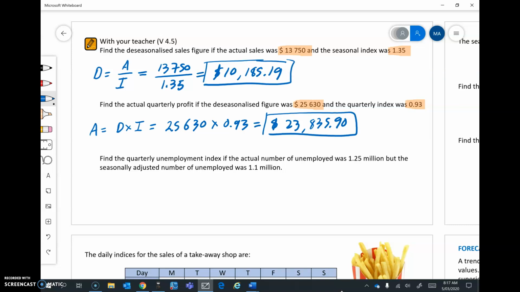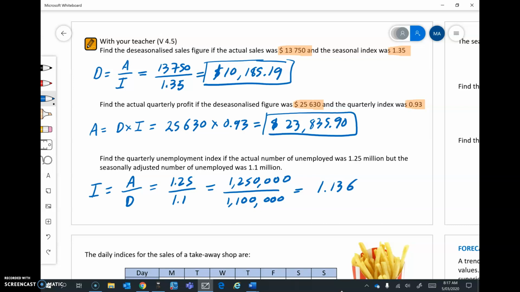Okay, this last one, the index is equal to the actual number divided by the deseasonalized figure. Now, we could write this out as 1.25 million divided by 1.1 million, or 1.25 divided by 1.1, which is equivalent to this number. Either way is fine. And either way, you should find that the seasonal index is 1.136 if you go to 3 decimal places. Right, let's look at the next page.